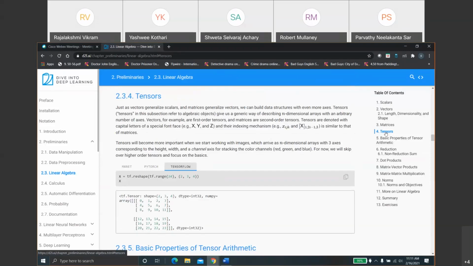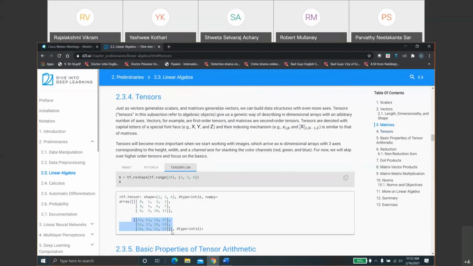Okay, so let's see. When we say x has a range of 24, it means the values taken by x will range from 0 to 23. It has two axes. You can see this is one axis and this is the second axis. Every axis has 3 rows and 4 columns. So this is a tensor.